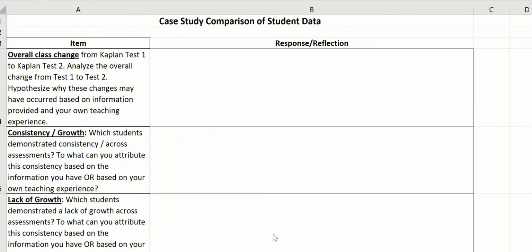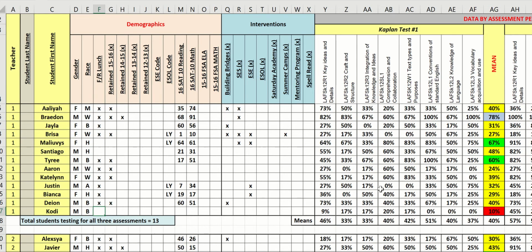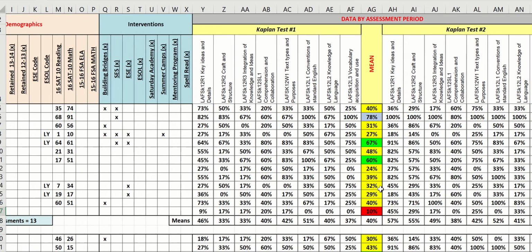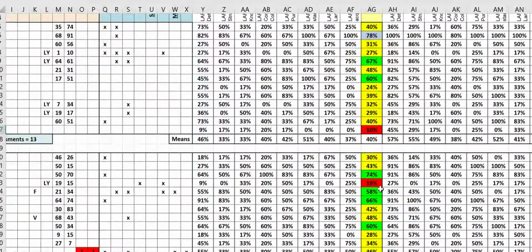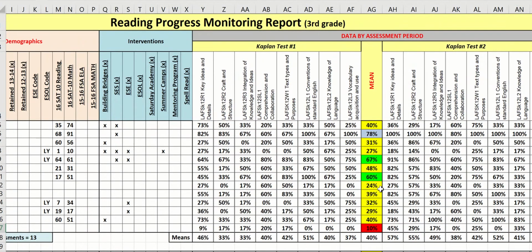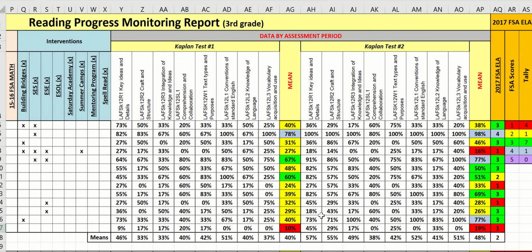So we're going to be taking a look at the questions that you're going to complete. So the first item is the overall class change from Kaplan 1 to Kaplan 2. So for each of the classes, for Teacher 1 and Teacher 2, you're going to look at the overall data. That is, the overall data for each of the standards, the overall data for the mean, and then for test 2, each of the standards and the mean.